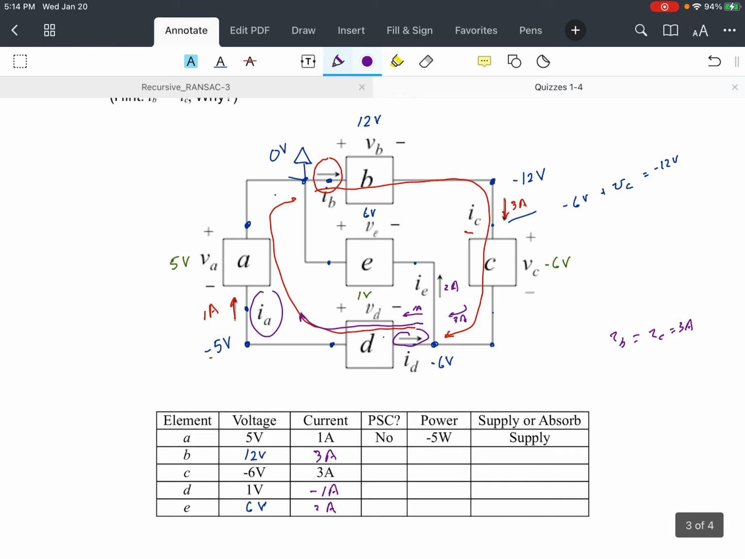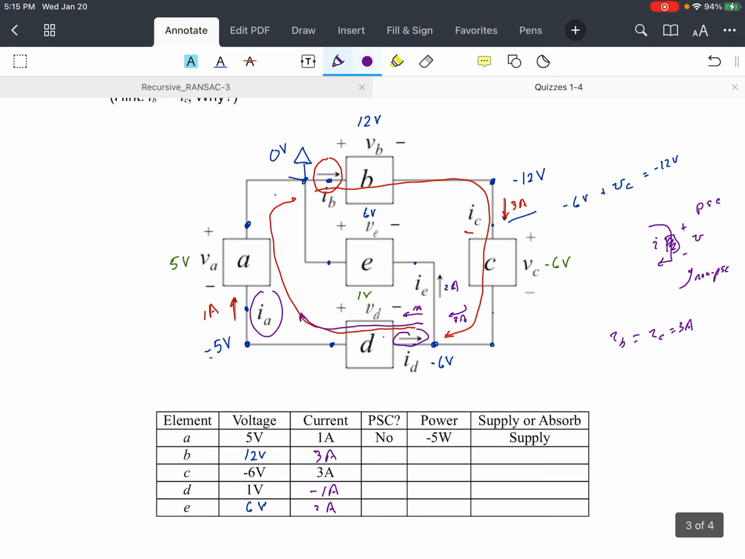Okay, now passive sign convention means that the direction of the current, I, is in the direction of a plus to minus; it goes in the plus and out the minus. So this is passive sign convention, and non-passive would be the current going the other direction, non-passive sign convention. Okay, so we just have to look at each of these.